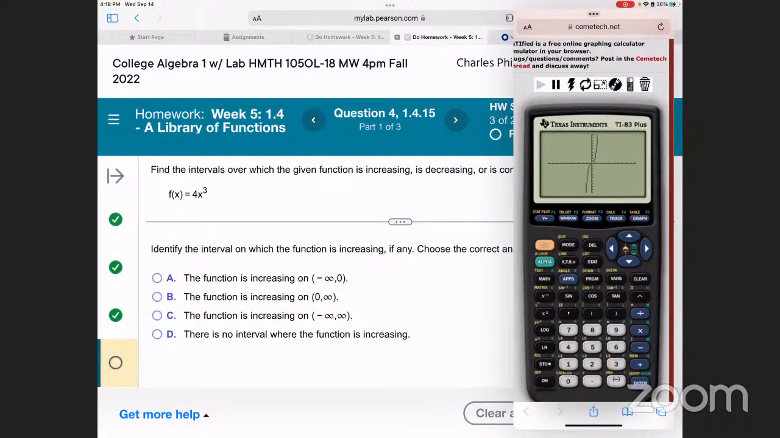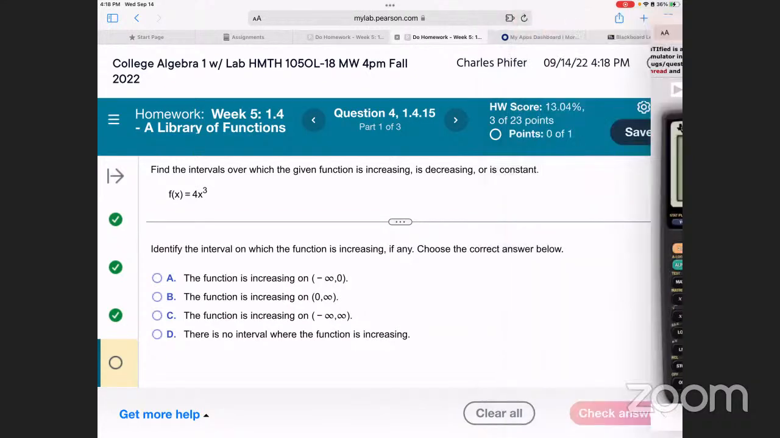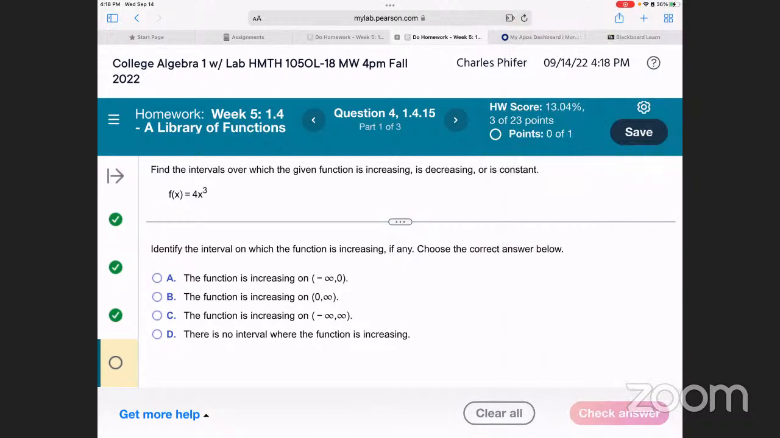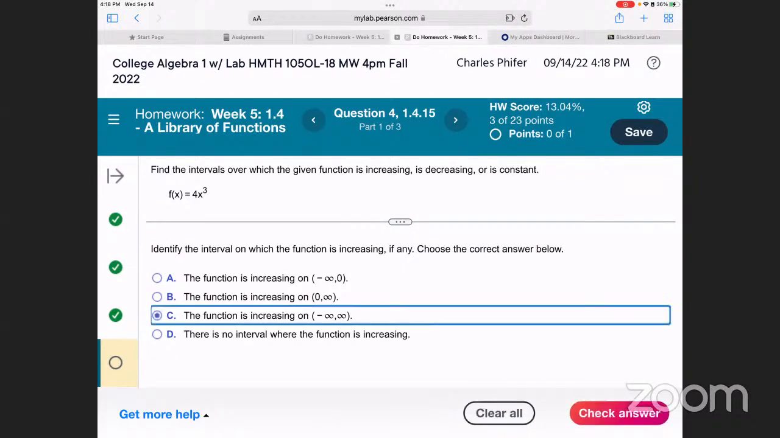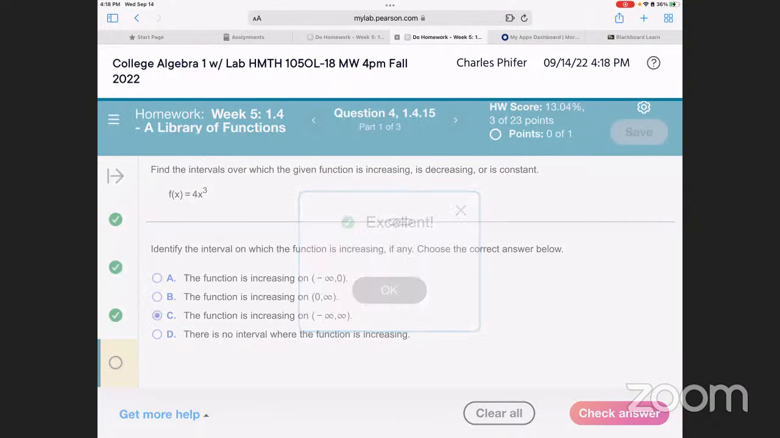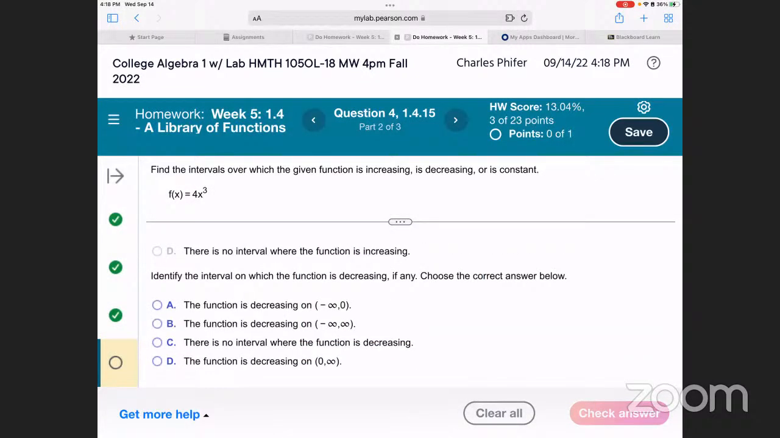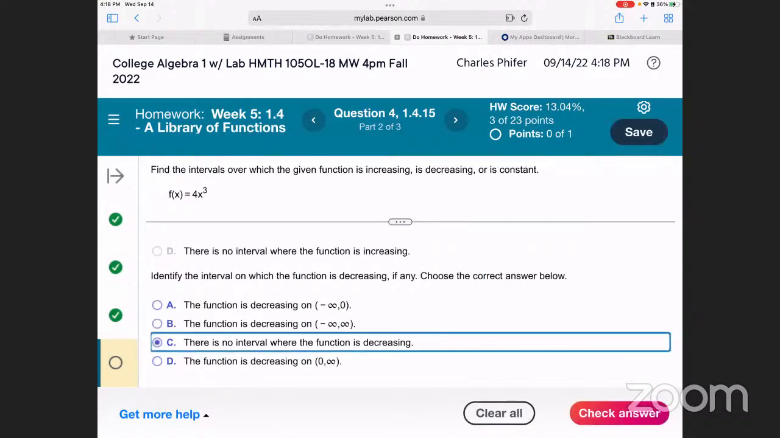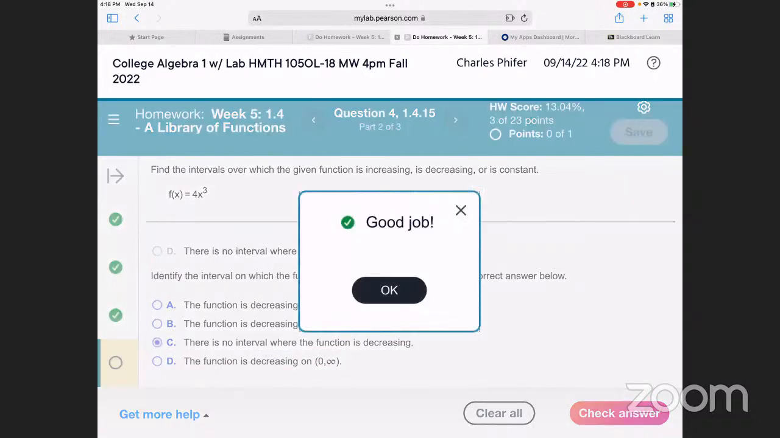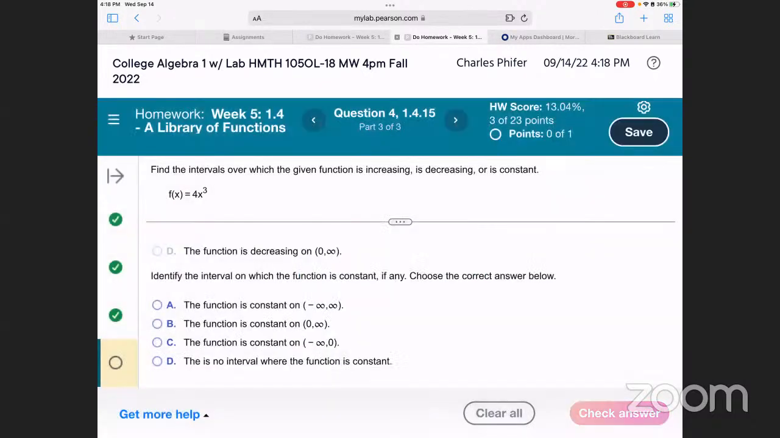So notice as you trace it left to right, it's increasing and it never decreases. So it's increasing across this entire domain. So that's going to be C. It's never decreasing, so we're going to go C there. Constant, it's never constant, so we're going to go here.